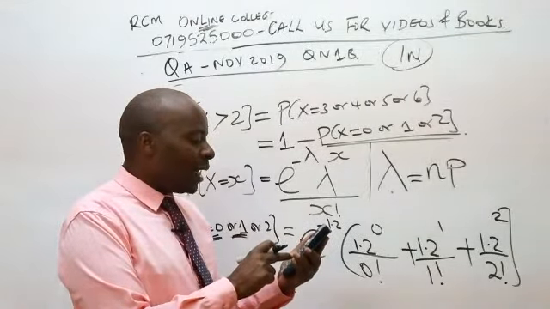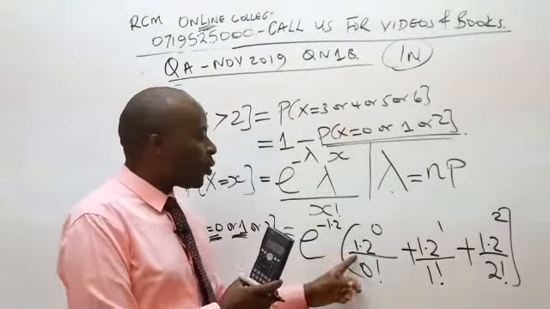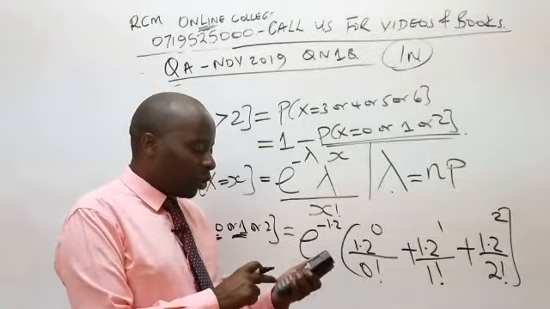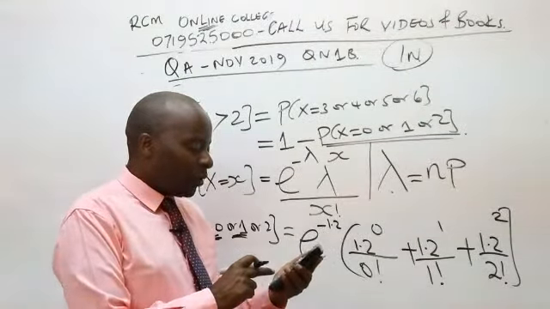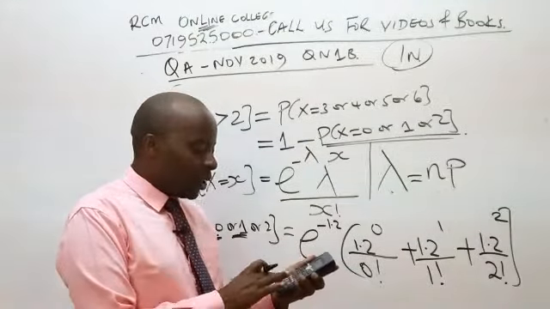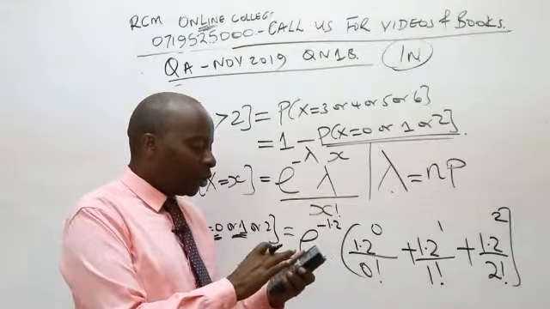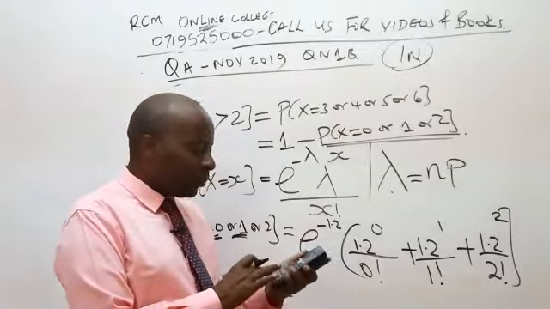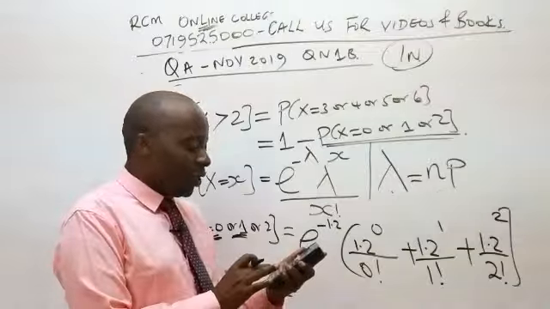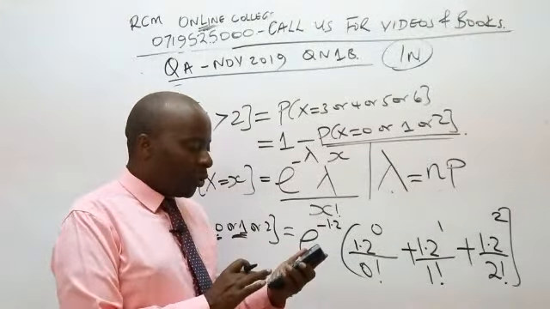I have to go back a little bit. This is supposed to be 1.2 raised to 0 all over 0 factorial. So shift like that. Plus, we have 1.2 raised to 1 divided by 1 factorial plus 1.2 squared divided by 2 factorial. Close brackets, you say equals.